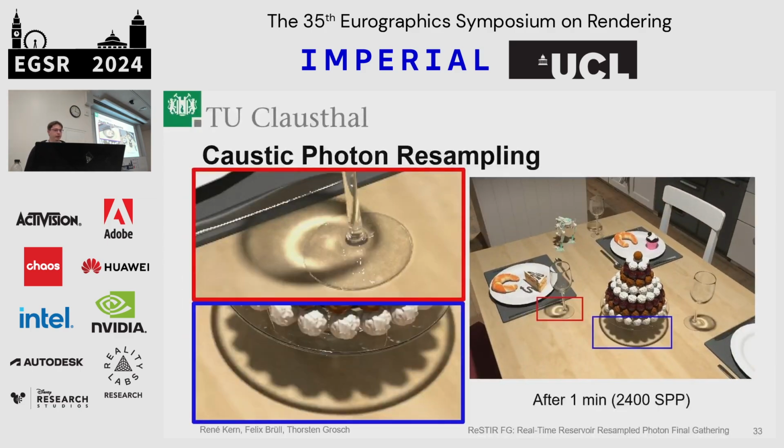And these paths can also be accumulated, so this is after 1 minute. And caustics do not show any obvious correlation effects.